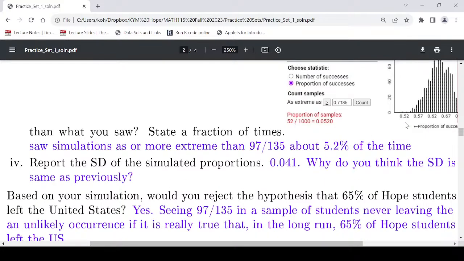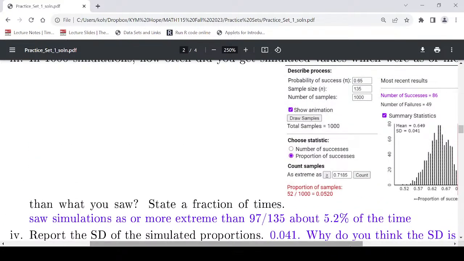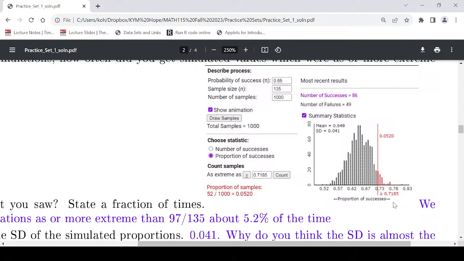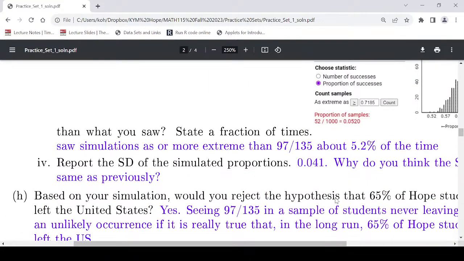So based on this simulation, would you reject the hypothesis that 65% of Hope students have never left the US? I think I would. Why? Because this kind of thing doesn't happen very often. Getting 71% in a simulation when you assume pi is 0.65 is not very common, and so this gives us a clue that maybe the null hypothesis, that 0.65 is the fraction of Hope students that have never left the US, should probably be rejected.